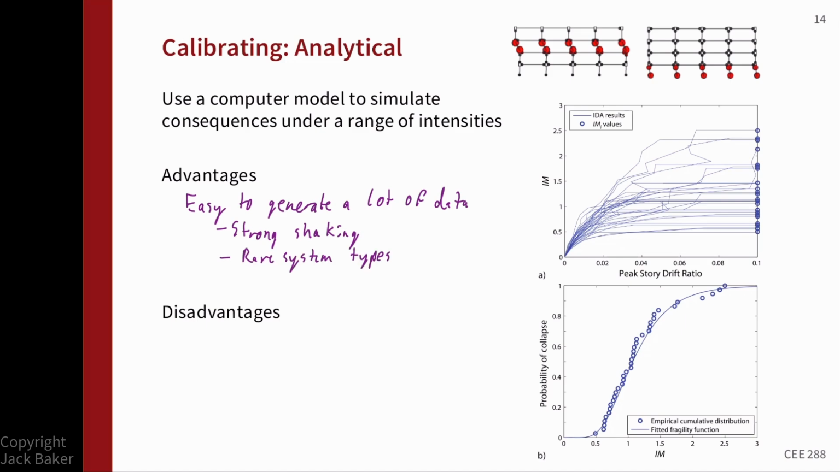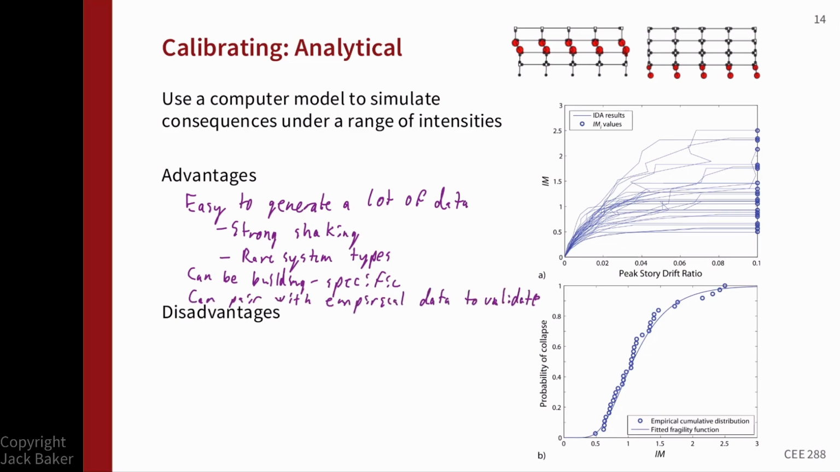We're also not limited to common systems that have a lot of observed data in the field. For example, some of these new high-rise structural systems with concrete core walls. There's not a lot of them that have been subjected to strong earthquake shaking, so we don't have empirical evidence of how they perform. But in a computer, we can build computer models of those systems and analyze them. We can also put in very specific features of a particular building and get results for that.